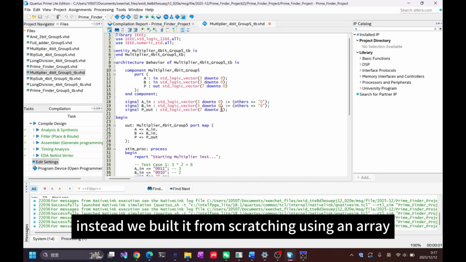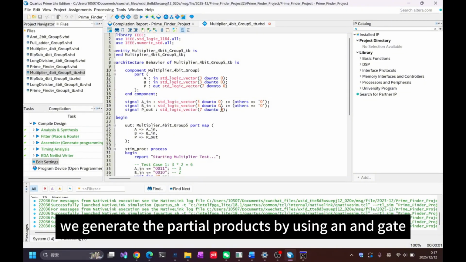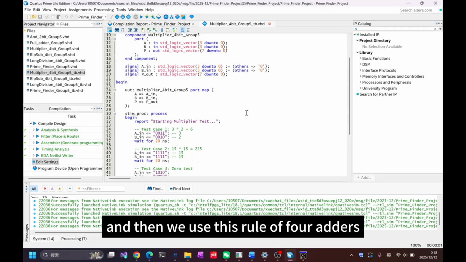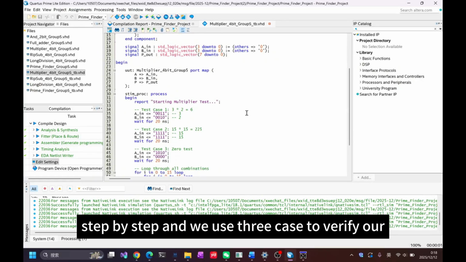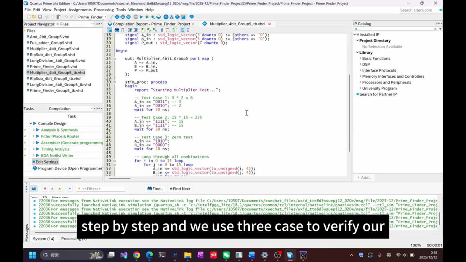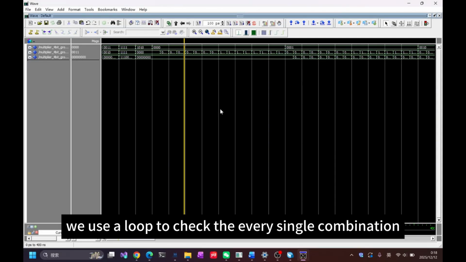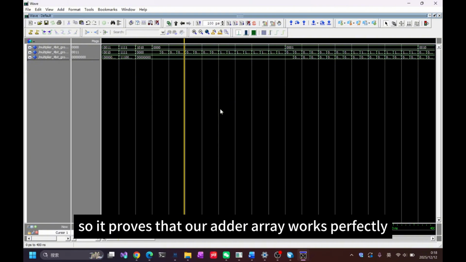Here's our 4-bit multiplier design, and we didn't use the multiplication symbol. Instead, we built it from scratch using an array structure. First, we generate the partial products by using an AND gate, and then we use this row of 4 adders to sum everything up, step by step. And we use 3 keys to verify our test bench. In our test bench, we use a loop to check every single combination, and we can see the outcome is correct. So it's proving that our adder array works perfectly.